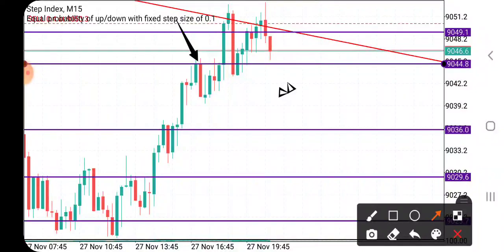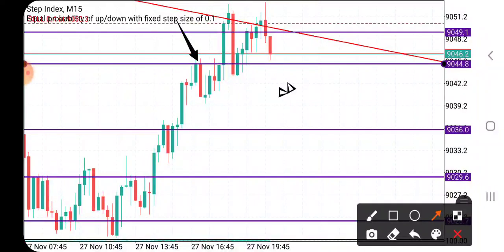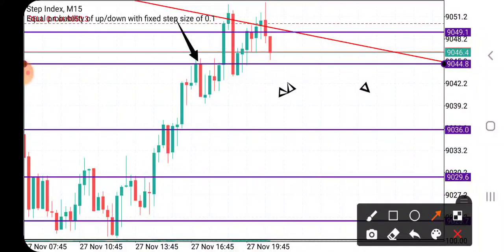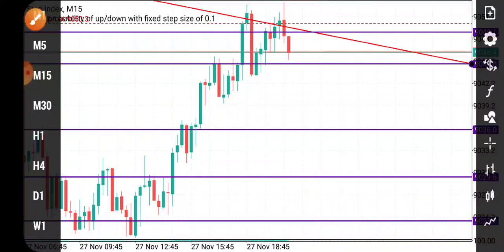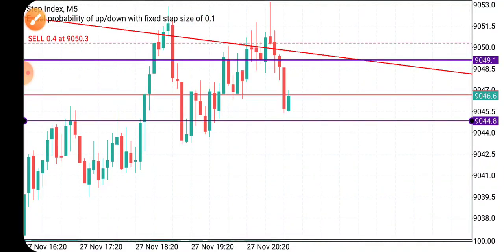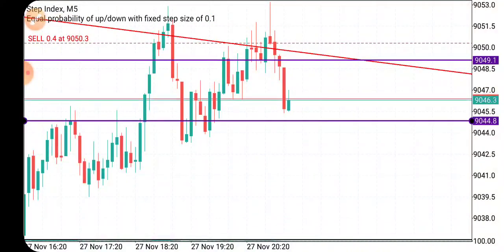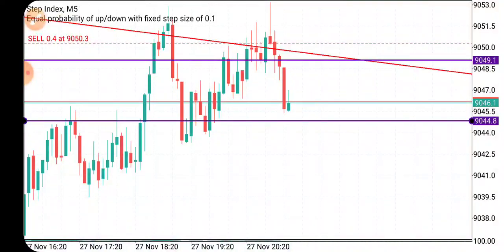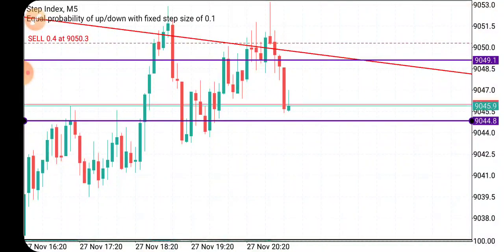Okay, so using our lot size, which is 0.40, we should be getting about $15 right now. So you should know this is 15 minutes. This trade is analyzed on the 15 minute time frame. So you can see that point right here where we're supposed to be taking our profits.